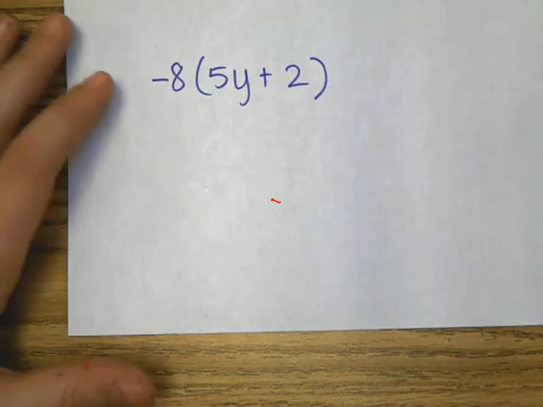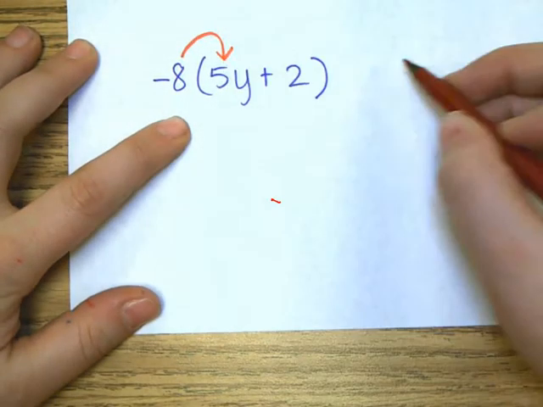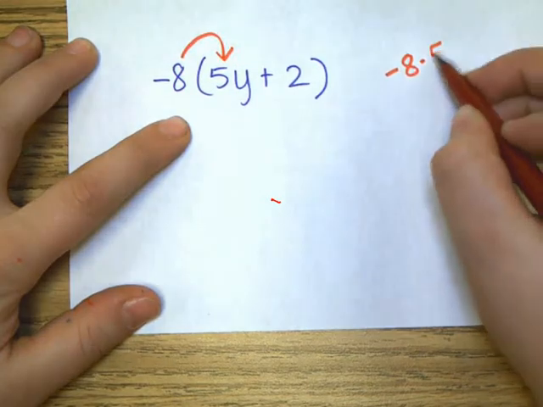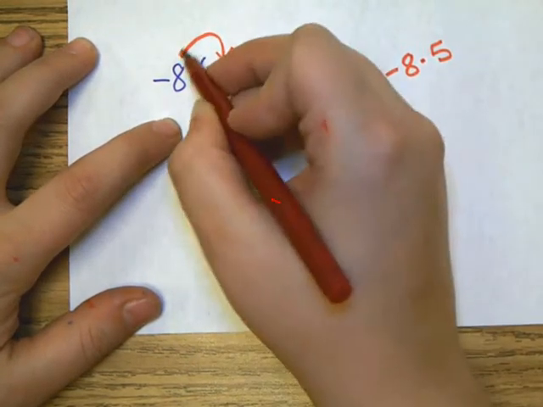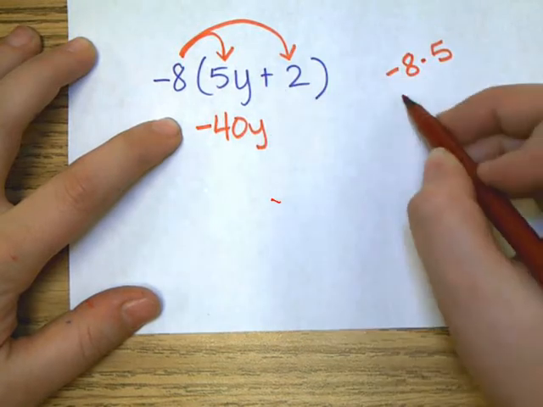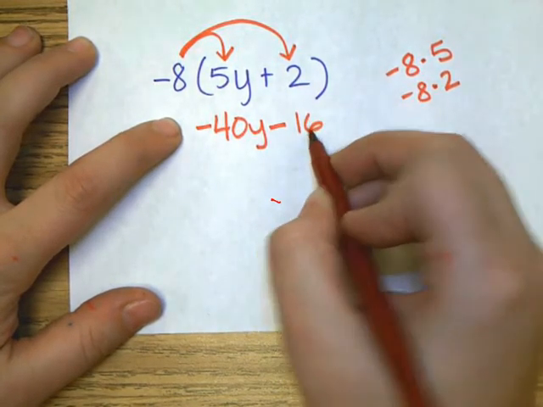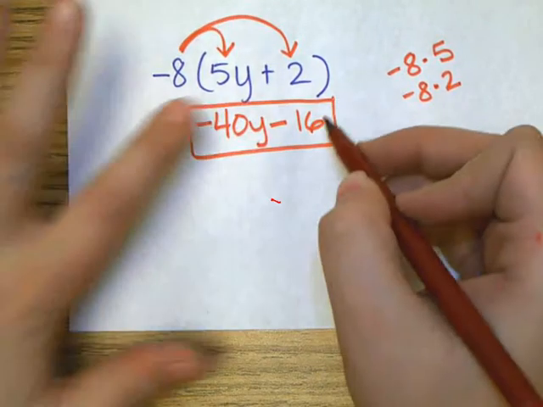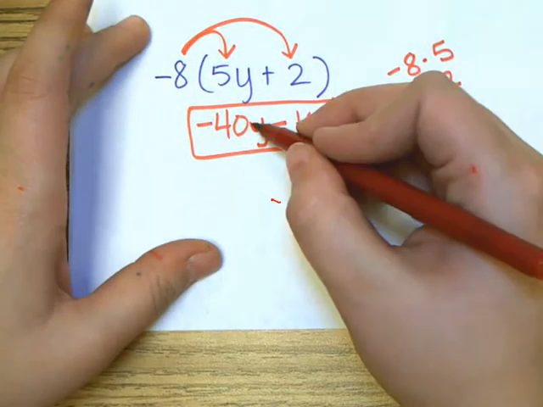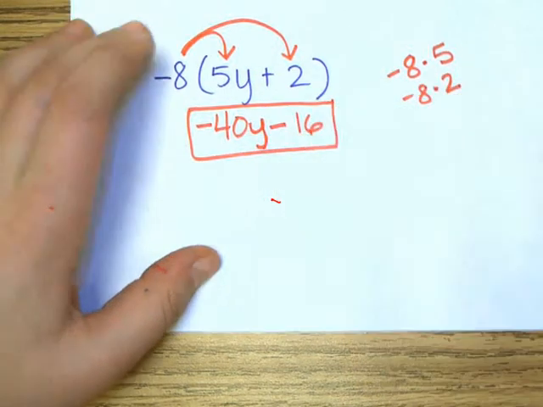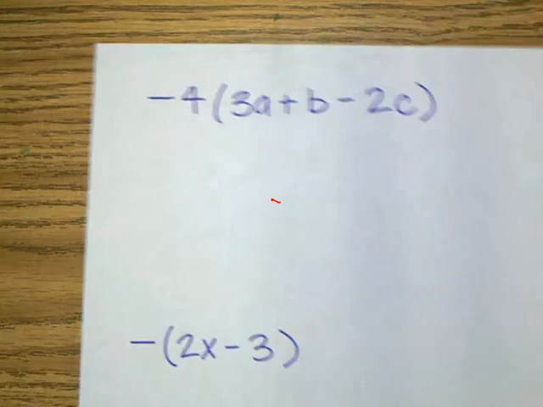And feel free to pause this video at any point and try the example first and then push play and see if you got it right. So we're going to take the number on the outside and multiply it to the number on the inside. So negative 8 times 5 is negative 40y, and then negative 8 times 2 is negative 16. And again, we can't go any further. This term has a y, this one doesn't. They're not like terms. We can't combine them because we don't know what y is to multiply first.